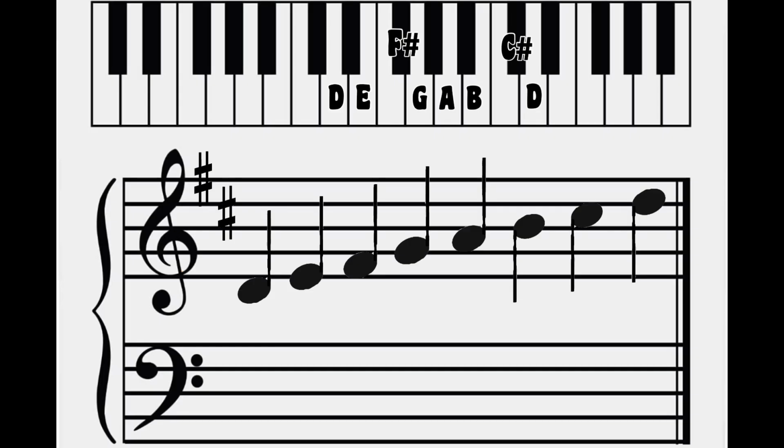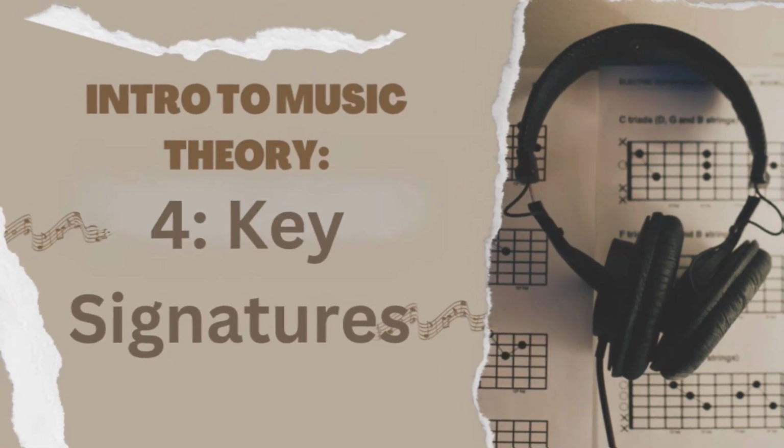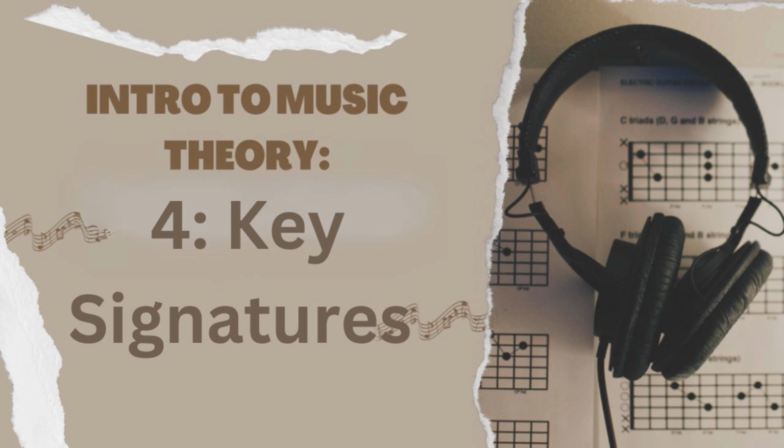And for the relative minor, in D we'll count up 6 notes, which will land on B, making our relative minor scale B minor.